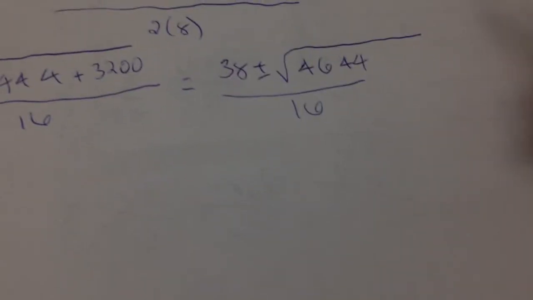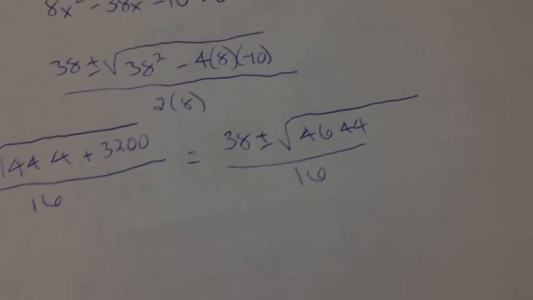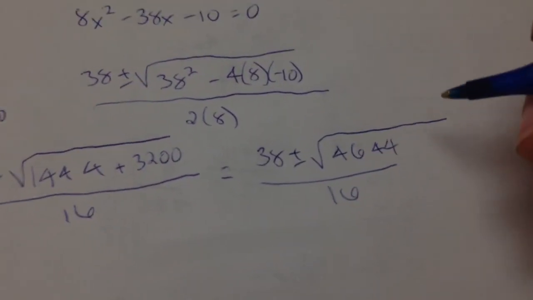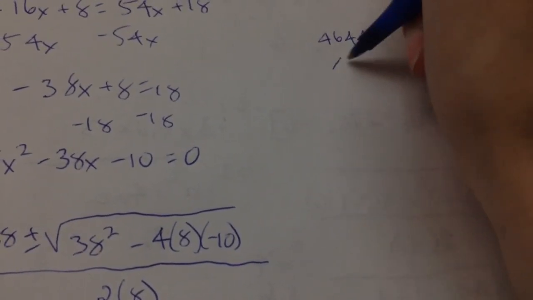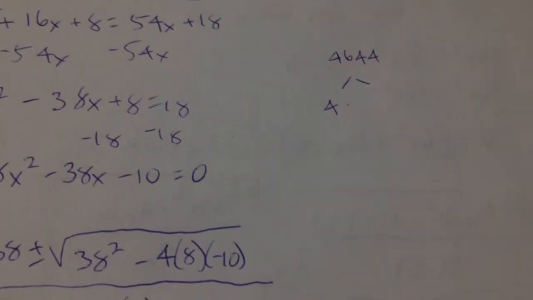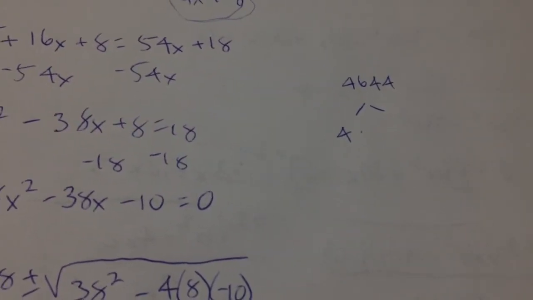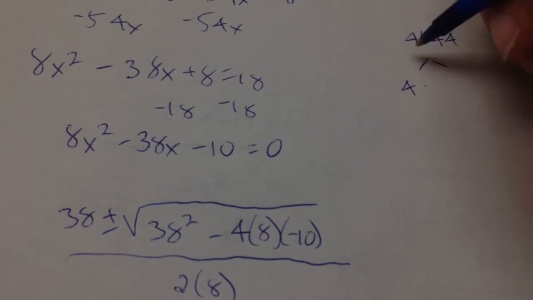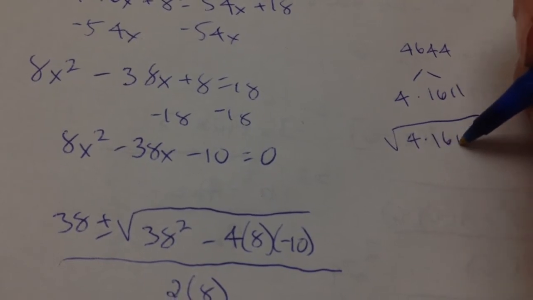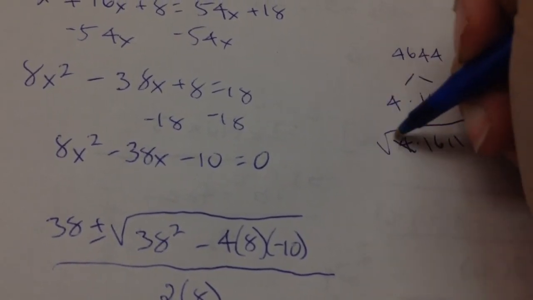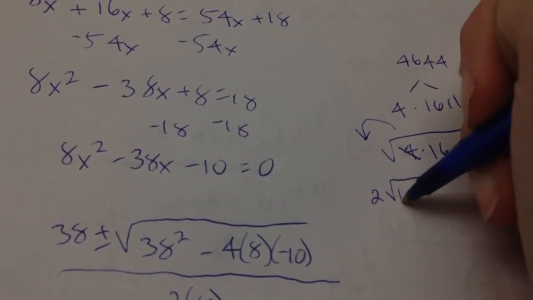So, let's go ahead and start to work it out. So we're gonna have to work that out up here. 4644. We can do, I'm guessing 4 times something or other. Okay, so 1161. So square root of 4 times 1161. That cancels because it's a perfect square, and that goes on the outside. So 2 square root of 1161.